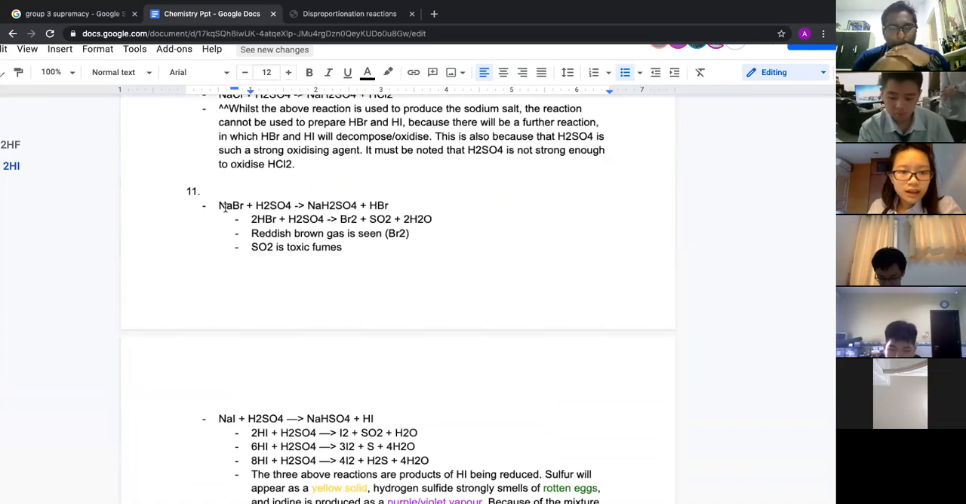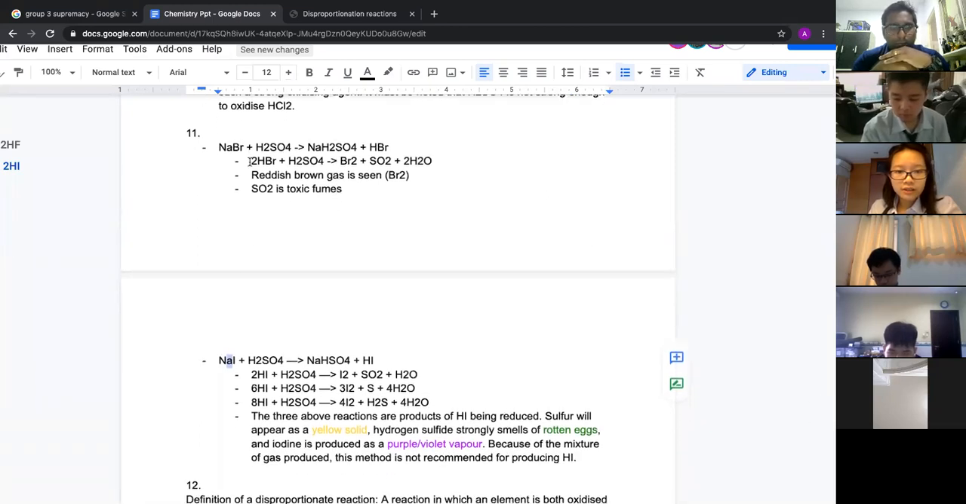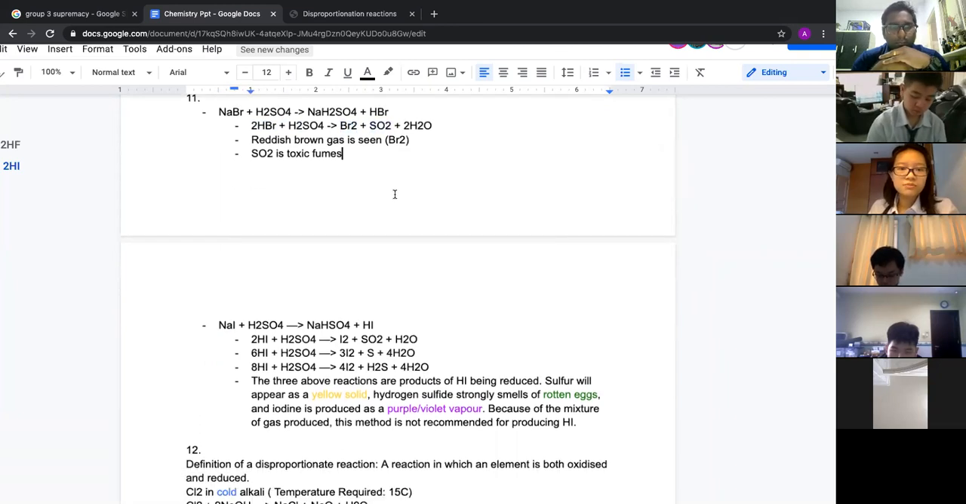Next, as mentioned above, HBr and HI can be formed by reacting NaBr and NaI with H2SO4. The following reactions will occur. So for bromine, HBr will further react with H2SO4 to produce bromine gas and sulfur dioxide. The Br2 will be a reddish brown gas, while SO2 will be toxic fumes.